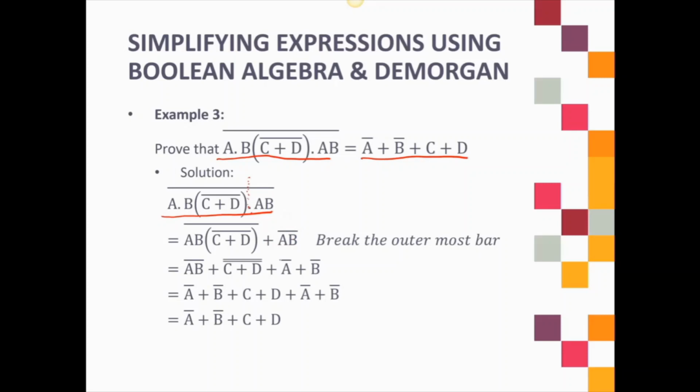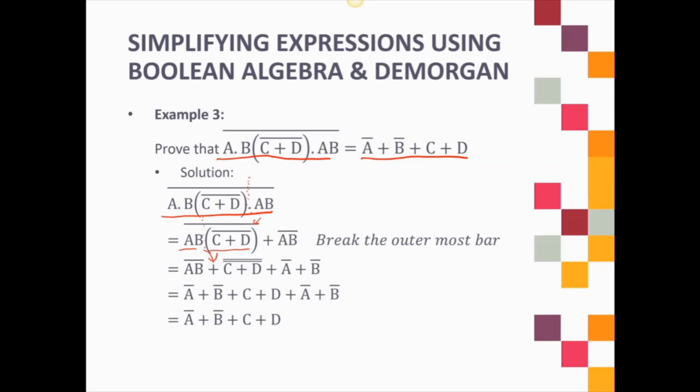Okay, so the next step is you apply DeMorgan between these two terms. So you break this bar, and you will get this one. Okay, plus C plus D double invert. So why double invert? Because before you apply DeMorgan, C plus D already had one bar on top. After you apply DeMorgan, it gets one more bar on top. So that's why there will be two bars.